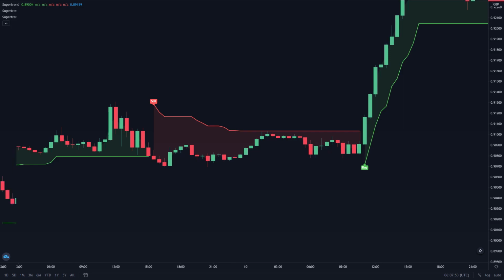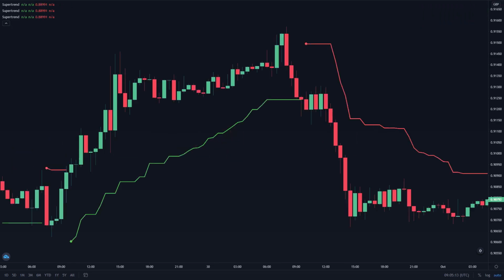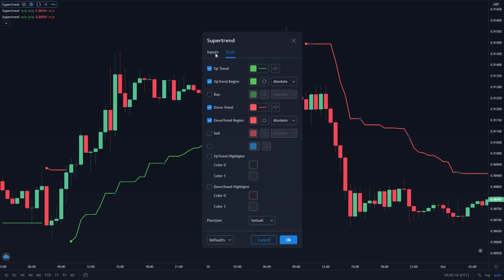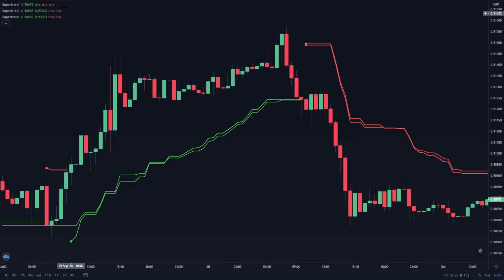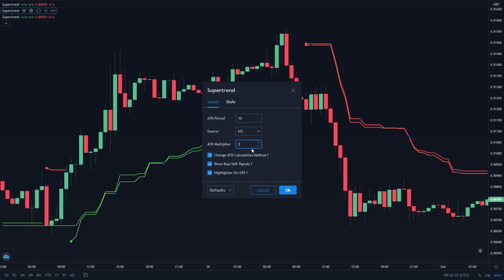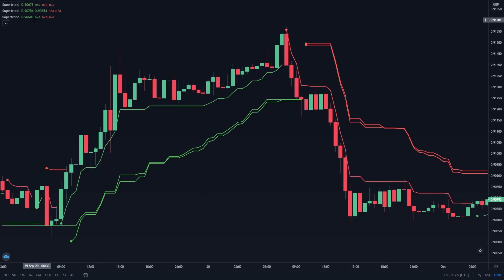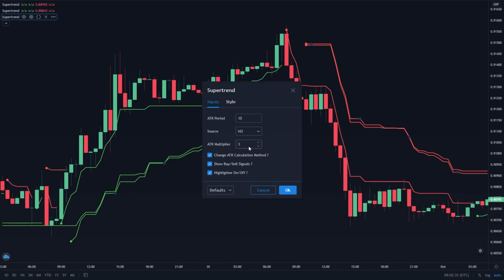This is how you do it. First, you need to put 3 Supertrend indicators. The first indicator, you set with the values 3 and 12. The next one, you set as 1 and 10, and the third one, you set as 2 and 11.